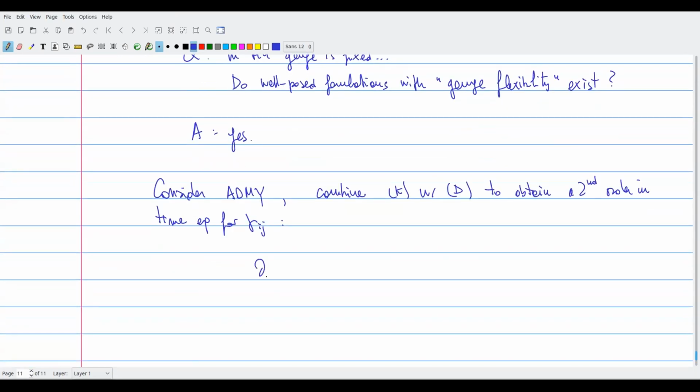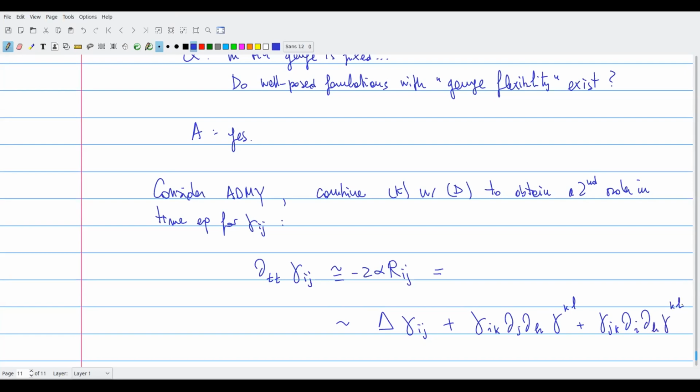What you obtain, at least at the sketchy level, is something like this: a second derivative of gamma_ij, where the principal part is something like 2 alpha the Ricci tensor. If you develop this, I will not put all the quantities, but the structure of the right-hand side is essentially the Laplacian operator in the covariant derivative, plus other terms that look this way. This is just a symmetry, plus other terms.